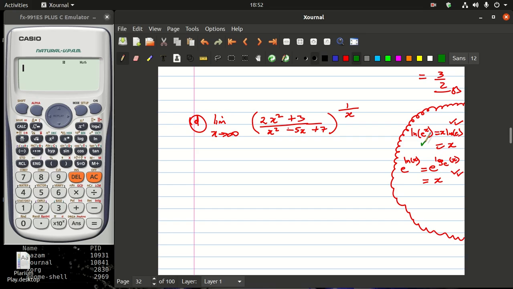Once you start choosing this one and you're getting stuck, try and change and use this one and see what you're actually getting, because sometimes when you're using this one, your calculations are easy. Sometimes when you're using this one, your calculations are easy. But the main point that you need to understand here, we want to bring down this exponent there.